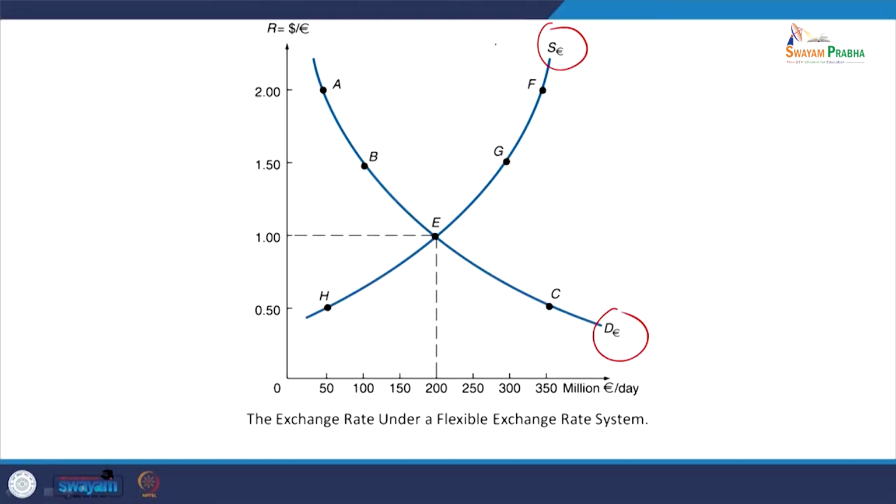So, demand for euro and supply of euro and how it is connected to the exchange rate of euro as against dollar. Now, at the point where demand and supply of euro get settled at E, that defines 1.25. So, dollar and euro are defined to be equivalent at point E, with 200 million euro demanded and supplied per day. Okay. This is as per the flexible exchange rate system.